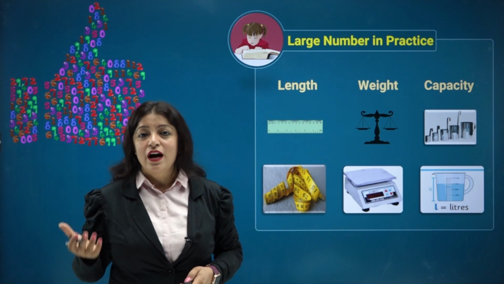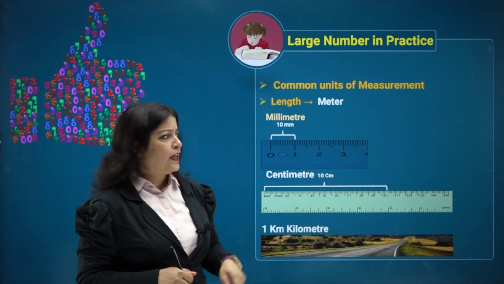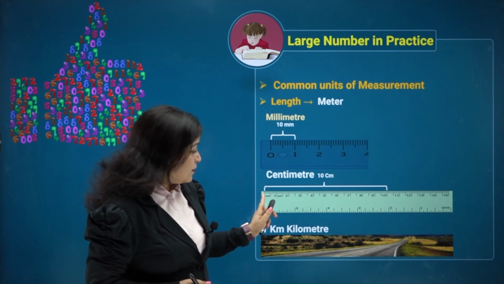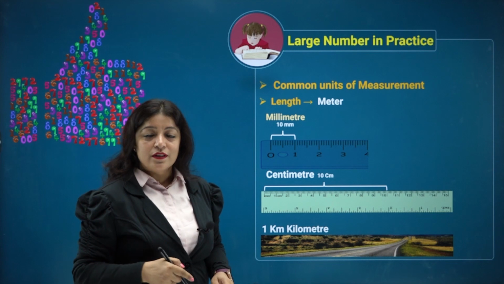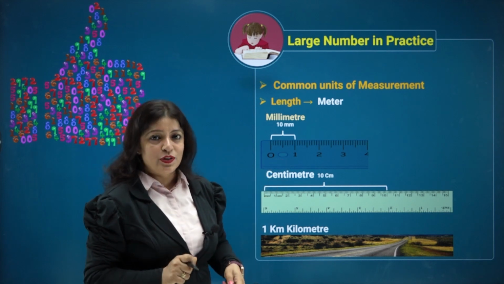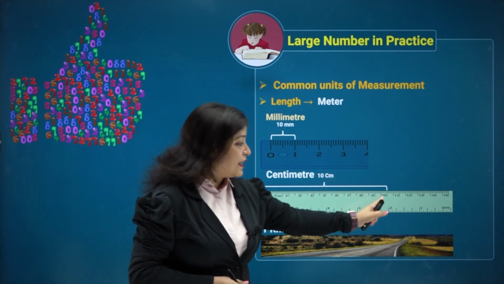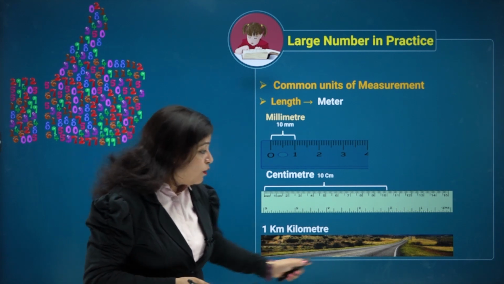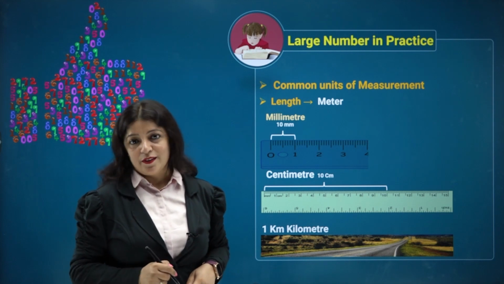So here we introduce some large numbers and some very small numbers. For example, if you see a ruler, we usually see millimeters on this. We use centimeters also. We can say from 0 to 10, there are 10 centimeters, and 0 to 1 is 1 centimeter, and in that 1 centimeter, there are 10 small divisions, and each division is 1 millimeter. So in 1 centimeter, there are 10 millimeters. And when we want to measure something like the distance from one place to another, we measure it in kilometers. So these are the different units to measure the length of anything.